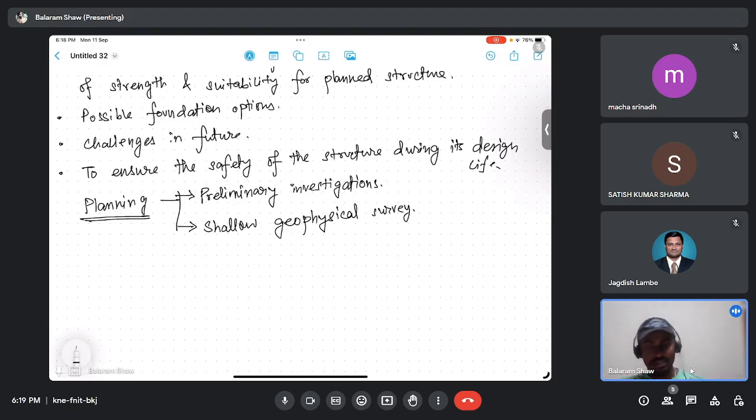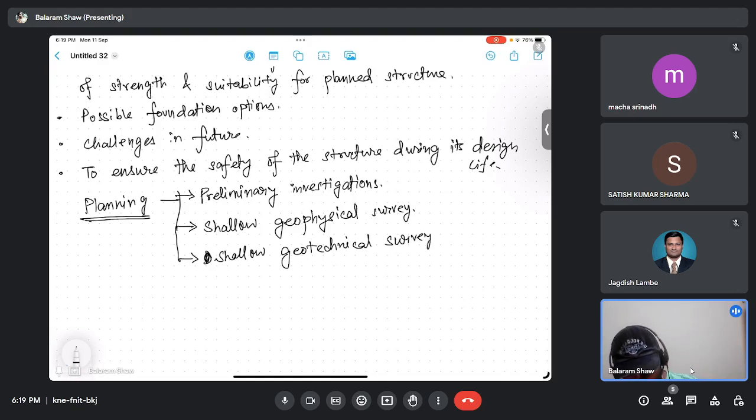So the shallow geophysical survey, other than all the things that we are doing, also provides the information on whether we need to plan for detailed geotechnical investigation or geotechnical testing, which are costlier than the geophysical investigation. These are the shallow geophysical survey. Then comes the shallow geotechnical investigation, or the shallow geotechnical survey.